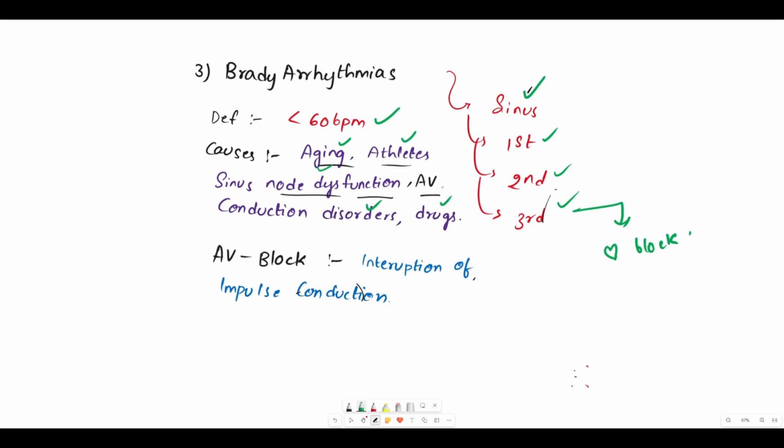Here you also need to know what AV block is. AV block is simply the interruption of the impulse conduction between the atria and ventricles. That condition is called AV block.